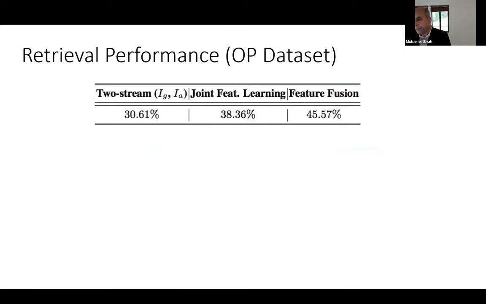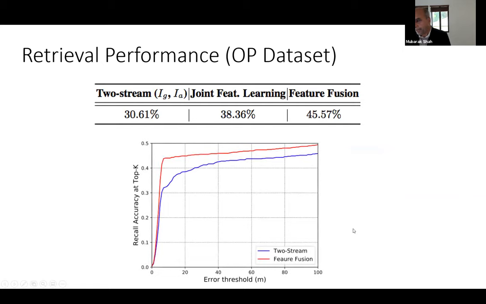So here are our numbers. Same idea, we can do feature fusion pretty well. And this is the error threshold, within how many meters we can localize. The simple two-stream is this, but if you do the feature fusion, we can do better.